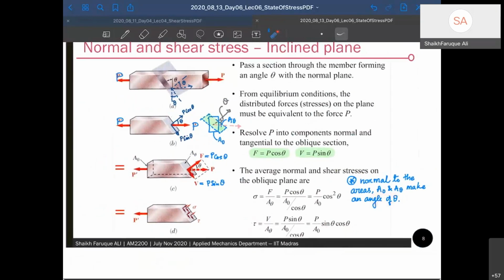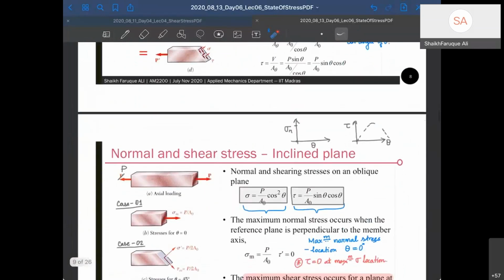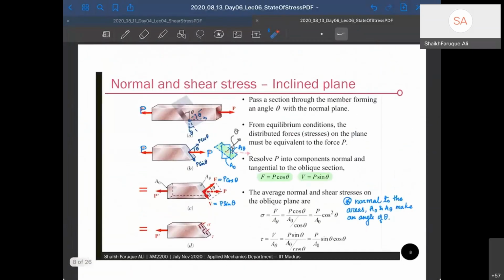Now, if I ask you how do you say this force is changing? Now, before I go there, I want to ask you one question. Why do you think I need to take a plane that is inclined to the vertical plane? Is it just for fun that I want to take a plane that is inclined, or is there a reason for doing it?